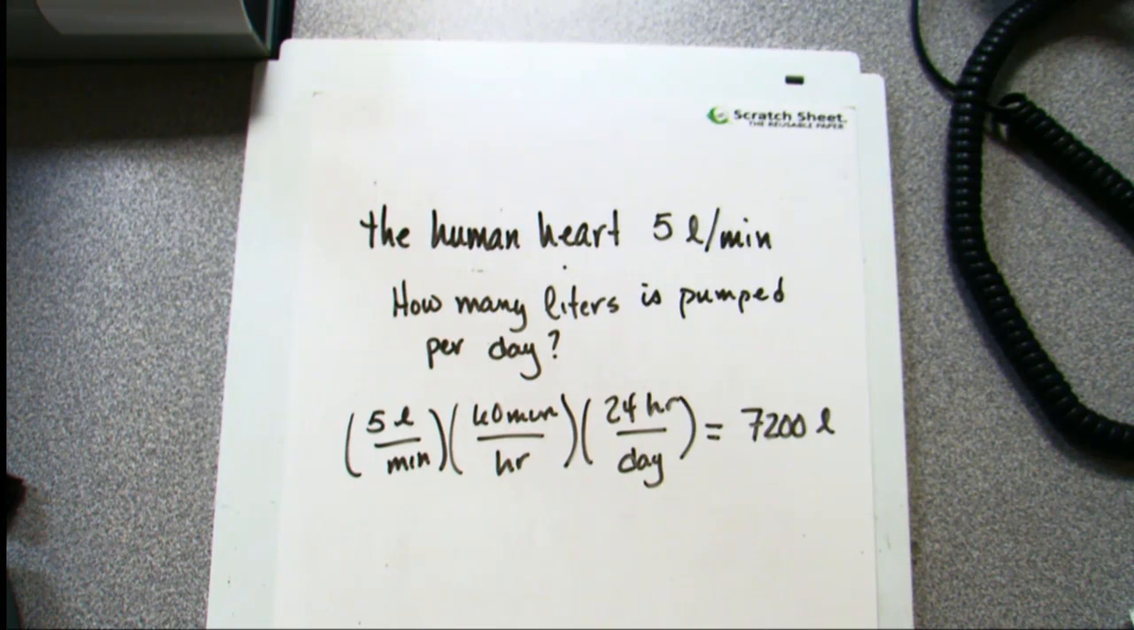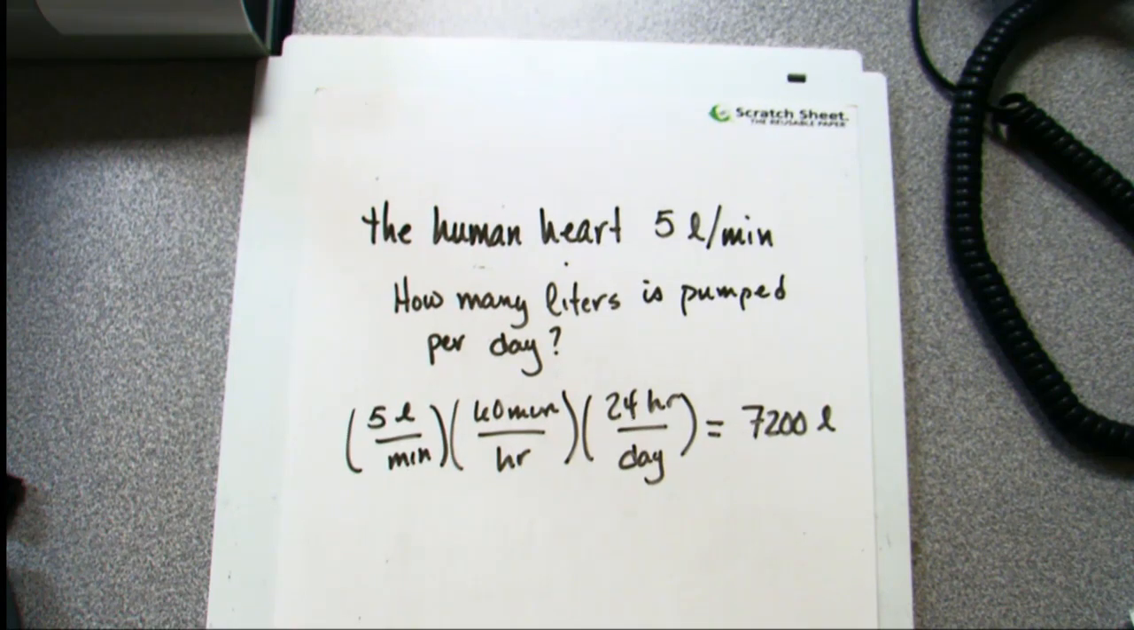Now, question is, is that reasonable? Well, first of all, think about 5 liters per minute. That's 2.5 2-liter bottles. Your heart is a pretty substantial pump. So the 7,200 liters actually makes a lot of sense.